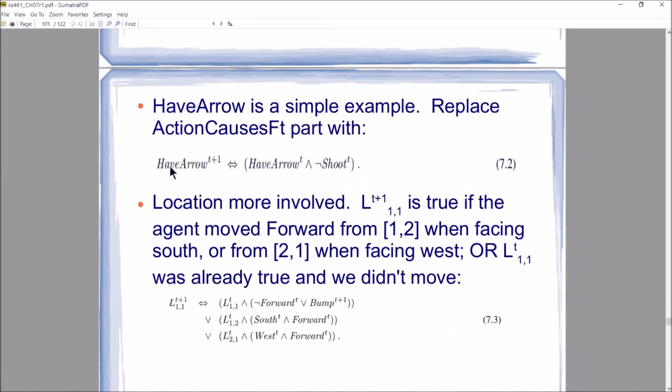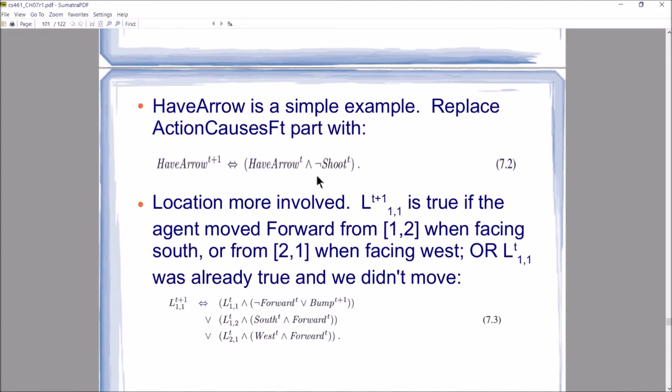What the sentence is telling us is that a turn from now, t plus 1, you'll have an arrow if and only if you had the arrow a turn before, and you didn't shoot it that turn before. So if you have an arrow at time t and you didn't shoot at time t, then that means you're going to have an arrow at time t plus 1.